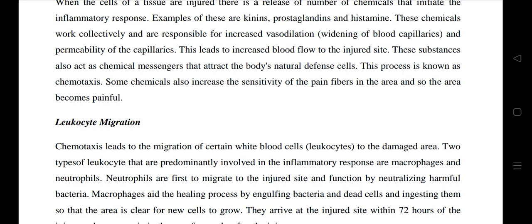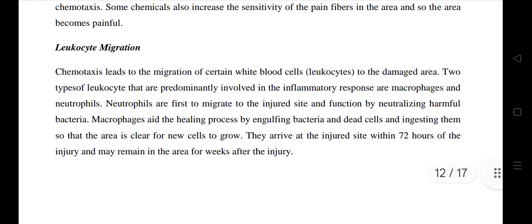These substances also act as chemical messengers that attract the body's natural defense cells. This process is known as chemotaxis. Some chemicals also increase the sensitivity of the pain fibers in the area, and so the area becomes painful. Then leukocyte migration. Chemotaxis leads to the migration of certain white blood cells or leukocytes to the damaged area. Two types of leukocytes that are predominantly involved in the immune response are macrophages and neutrophils. Neutrophils are first to migrate to the injured site and function by neutralizing harmful bacteria. Macrophages aid in the healing process.